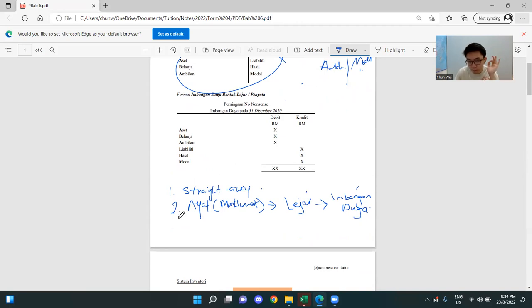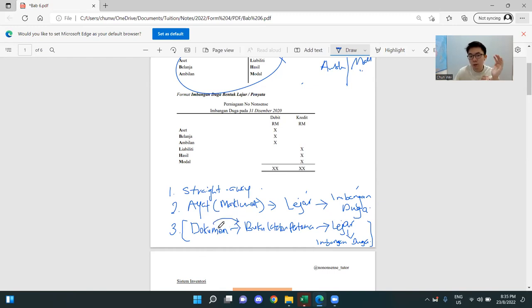Okay, and then there's another type of question where they don't give you ayat, they give you document. All right, so from this document, they can ask you to do buku catatan pertama. From buku catatan pertama, they want you to do ledger. And then from ledger, only do your imbangan duga. So let's see if we have time for this or not. I think maybe in next class, I'll find a question like this one so that we can do. All right, because we hardly touch from document into buku catatan pertama, like maybe once or twice.